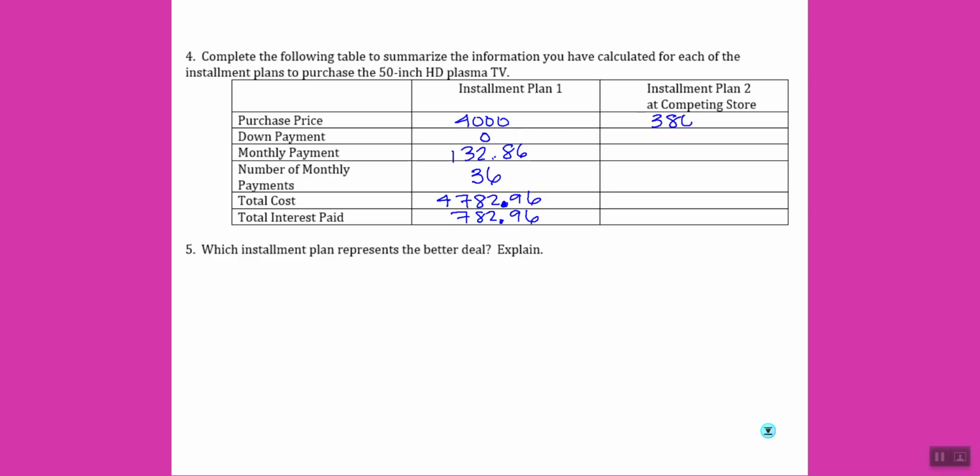In plan number 2, the TV was a little bit cheaper. It's $3,800, so we get a $200 discount. Still no down payment, but we had to pay $142.98. So even though the TV's cheaper, our monthly payment is higher. We're going to pay it for 32 months, so the loan's a little bit shorter. And in the end, we paid $4,575.36, which meant we paid a total of $775.36 in interest.